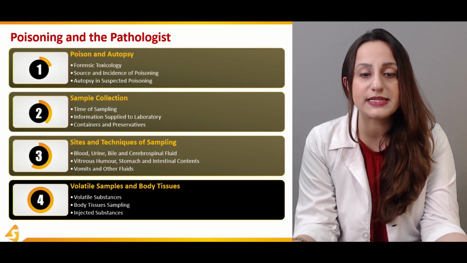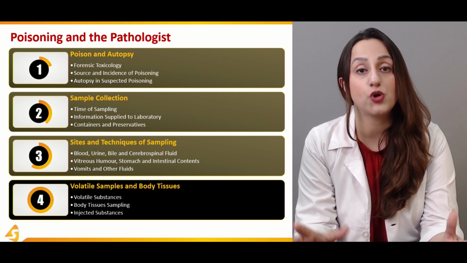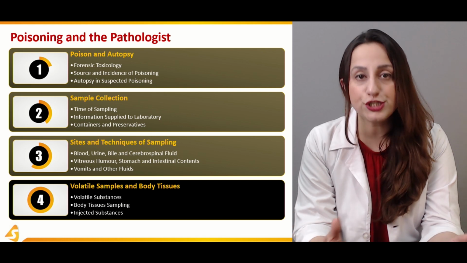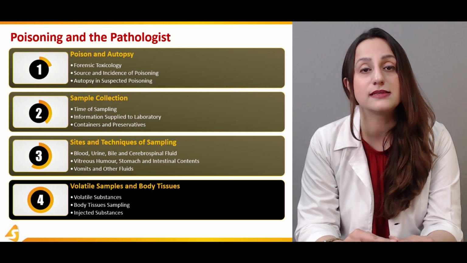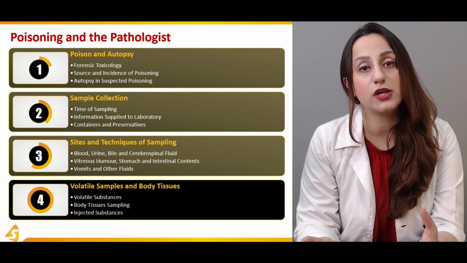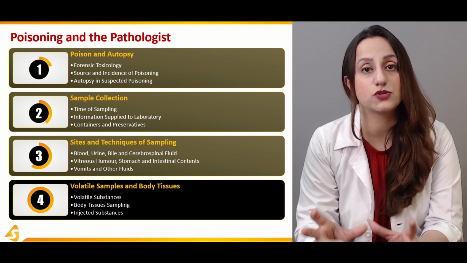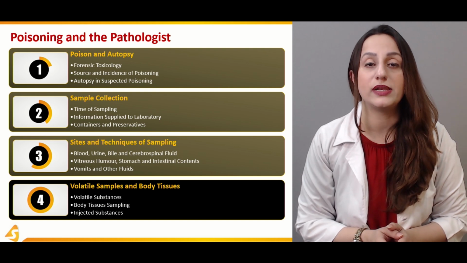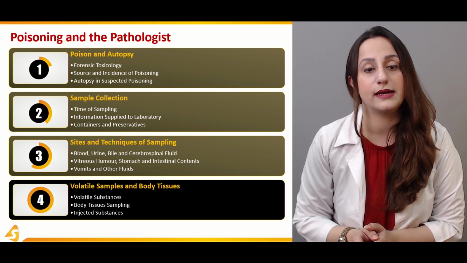So the volatile substances, when we talk about the volatile substances, what kind of substances are we talking about? We're going to discuss that in detail over here in this section. The body tissue sampling, the brain, the liver, the kidneys, the stomach, the intestines, they are sent to the chemical pathologist and their detailed examination is required in a lot of cases of poisons. For example, the narcotic poisons, whenever we are suspecting them, we are going to send the brain for its analysis.